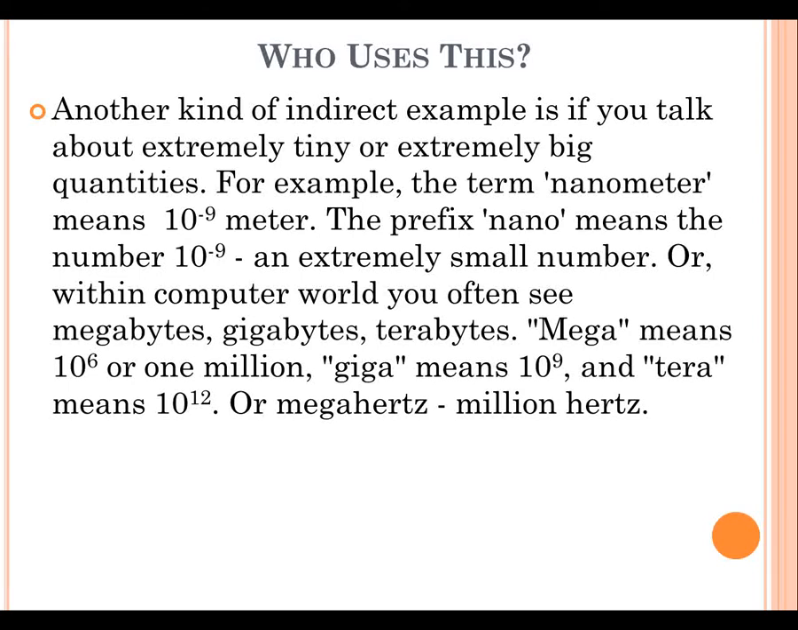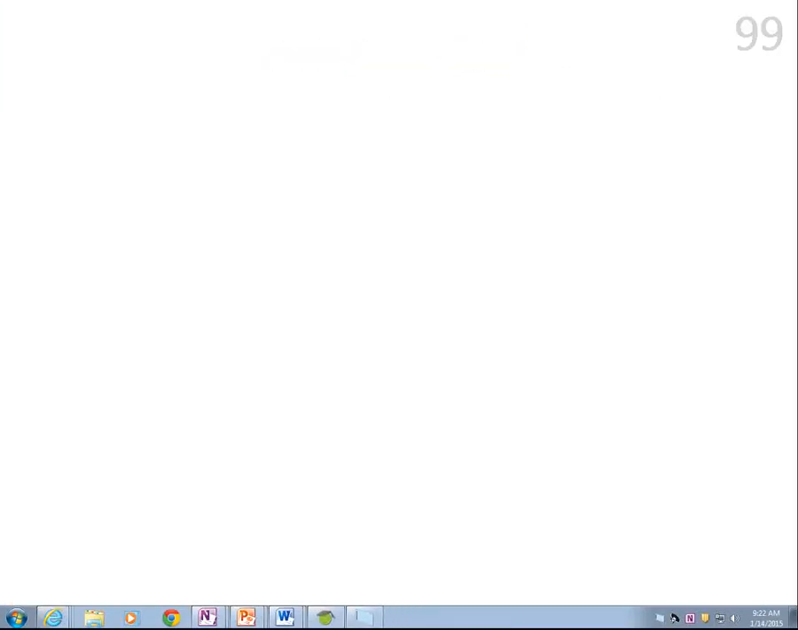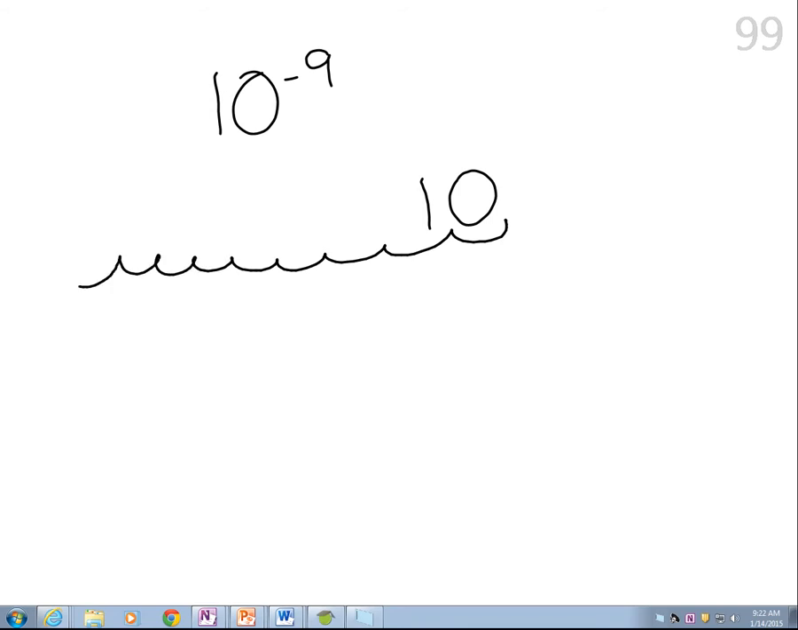Who uses this? Another kind of indirect example is if you talk about extremely tiny or extremely big quantities. For example, the term nanometer means 10 to the negative 9th meter. The prefix nano means the number 10 to the negative 9, an extremely small number. So we have 10 to the negative 9th, and I'll show you. Here's my 10. I'm going to go 1, 2, 3, 4, 5, 6, 7, 8, 9.